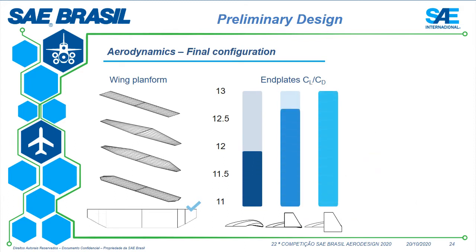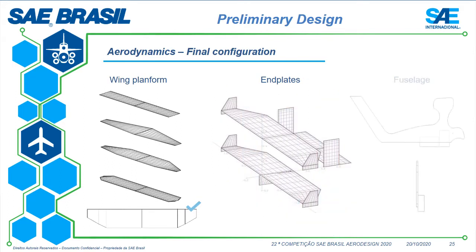End plates were included to reduce wingtip vortices, increase lift capabilities and aerodynamic efficiency, and improve stability. A plate fuselage was used to generate less drag due to skin friction, reducing its wetted area and matching the upper surface with the lower wing surface to achieve an overall streamlined shape in the wing.